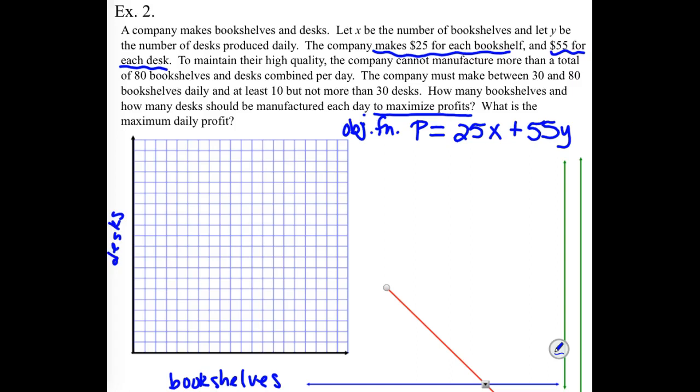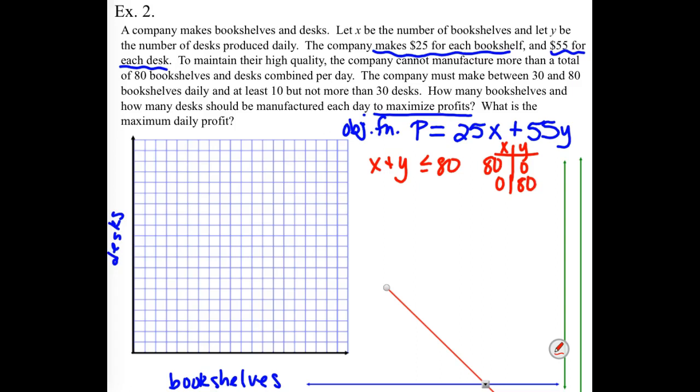All right, now, our constraints are a little different in this one. It says to maintain their high quality, the company cannot manufacture more than a total of 80 bookshelves and desks combined per day. What does that mean? Total bookshelves and desks combined. X plus Y has to be less than or equal to 80, okay? All right. What are my intercepts for that?